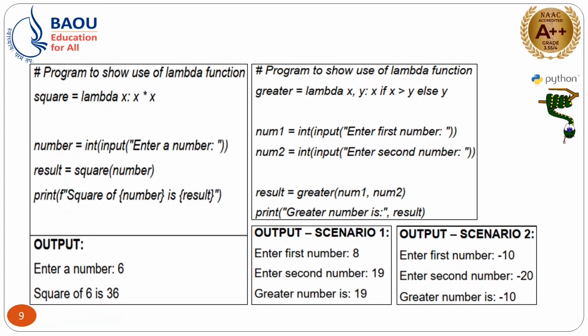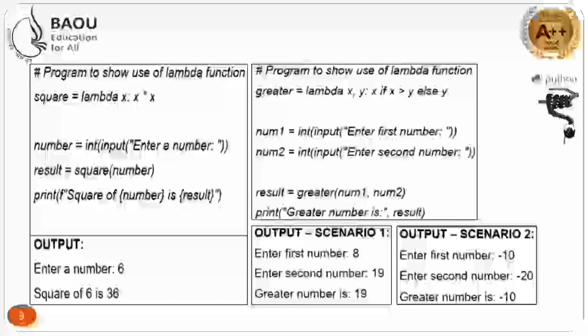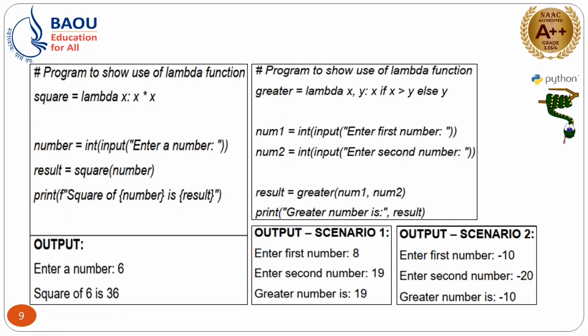Whatever number is defined or entered by the user, that number, here in our example 6, will be passed to the lambda function. So 6 into 6, 36, will be stored and returned to that particular result, and we are printing that result here, 36. Second, on the right hand side, the second example: if you want to pass multiple parameters, in the previous example we have seen only a single value x, but here you are passing two values, x and y.